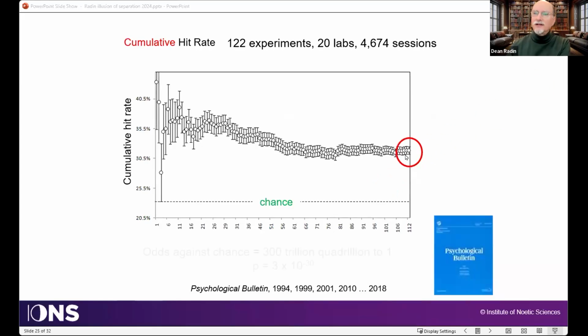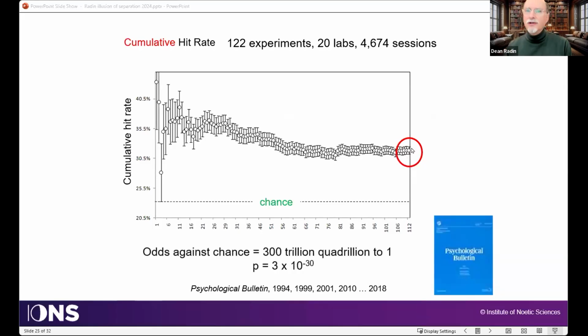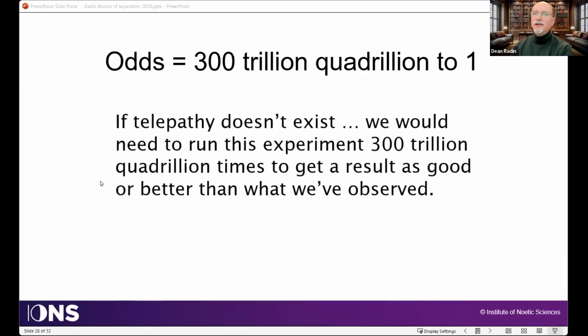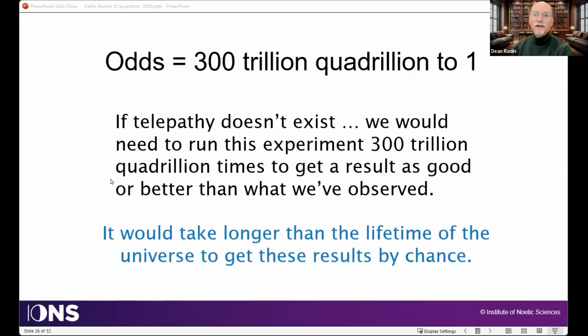So the overall result, as you can see, is about 31%. And the odds against chance of being there rather than chance is 300 trillion quadrillion to 1, with 10 to the minus 30th. So with odds of overall results of 300 trillion quadrillion to 1, you can say this: if telepathy doesn't exist, we would need to run this experiment 300 trillion quadrillion times to get a result as good as or better than what we've observed in these studies. And that would take longer than the lifetime of the universe to get these results by chance.